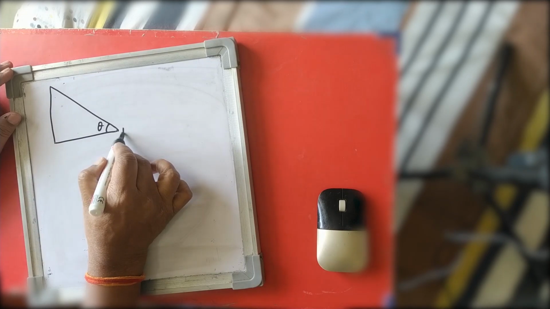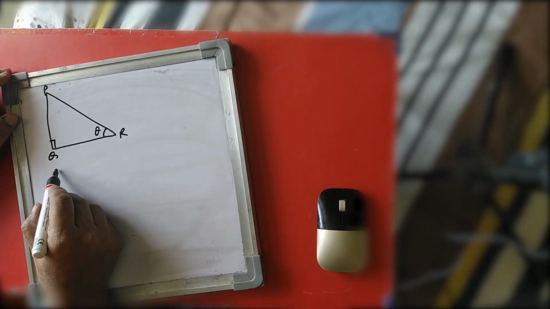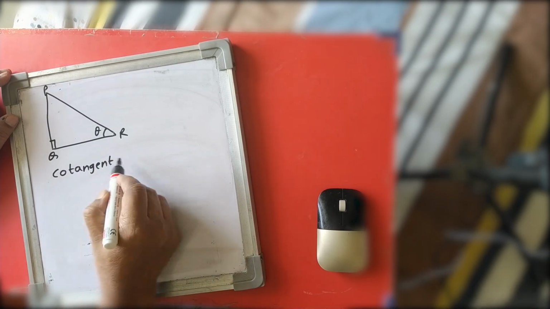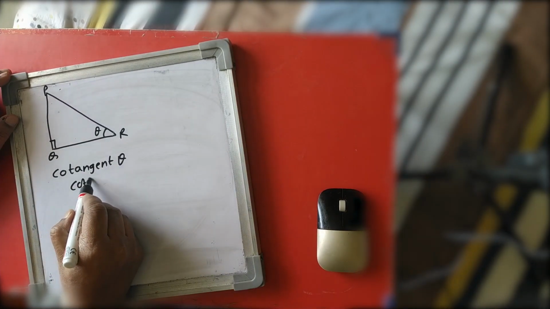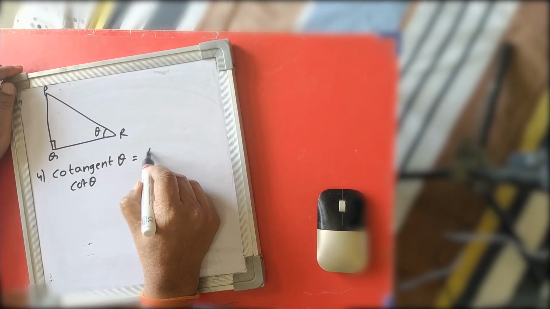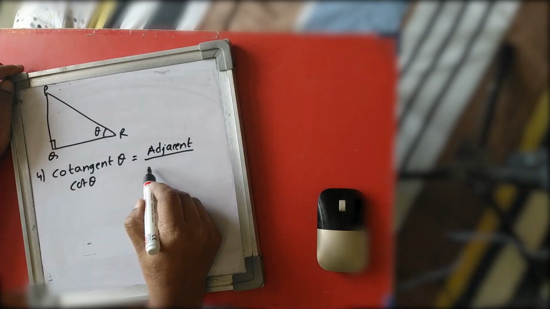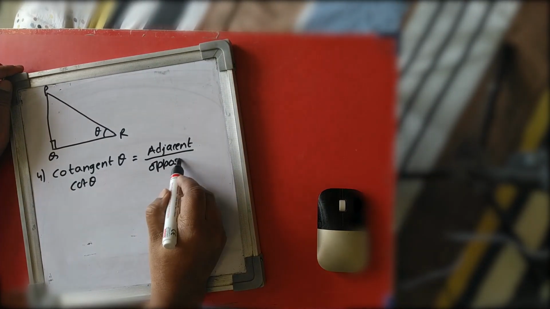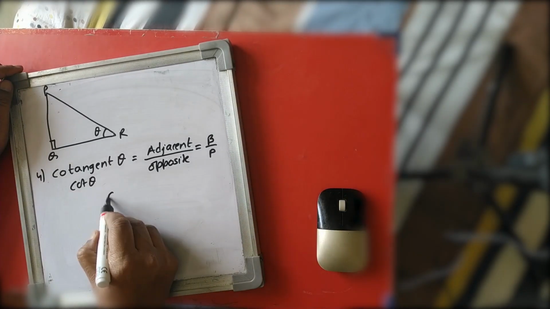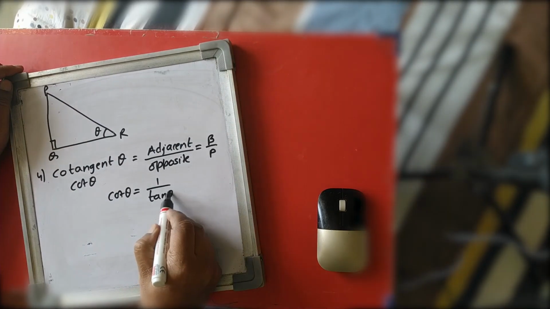This was our angle theta, Q 90 degrees, and P. The fourth is cotangent theta, written as cot theta. This is basically adjacent upon opposite. As we can see here, it is the reciprocal of tan theta. So I can also say that cot theta is equal to 1 upon tan theta.